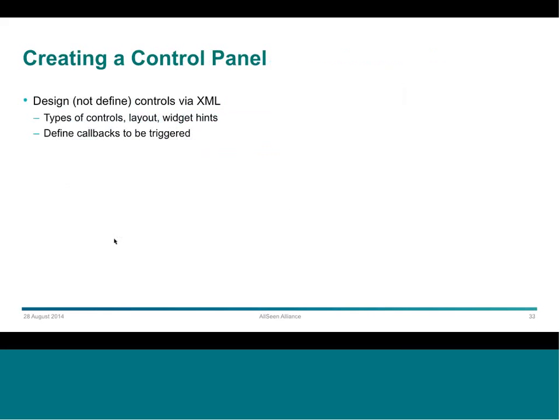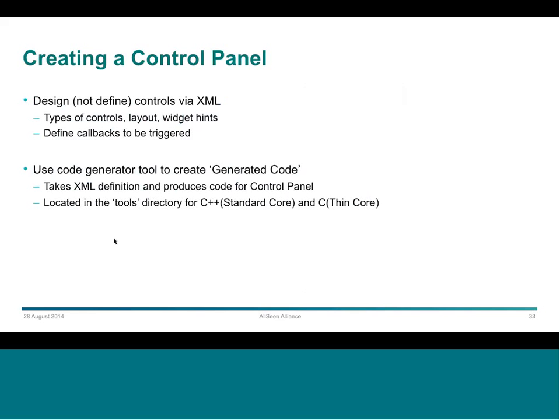So Control Panels, it may seem a little complex on how you create this. Right now we have the ability to use a tool to design using XML how you want the widgets to be laid out, whether you want it to be a slider, a toggle button, a regular button, maybe a checkbox, and so forth. There's a code generator inside the project. You feed it an XML and you tell it which language binding or which core library you want to use. It'll come out as C++ for the standard core library or C for the thin core library.